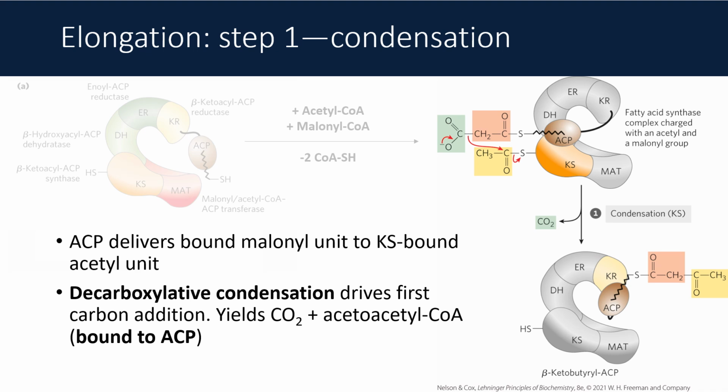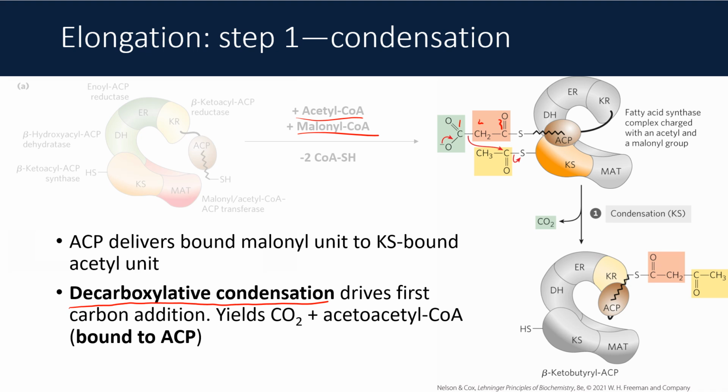ACP, which we just loaded up with malonyl-CoA, it's got 3 carbons, 1, 2, and 3. It's going to swing over to KS's active site, where it's going to react with that acetyl group we left primed on KS in the previous step. And the malonyl-CoA and the acetyl-CoA that we just added on are going to react together through a process known as decarboxylative condensation. What does that mean in plain English?